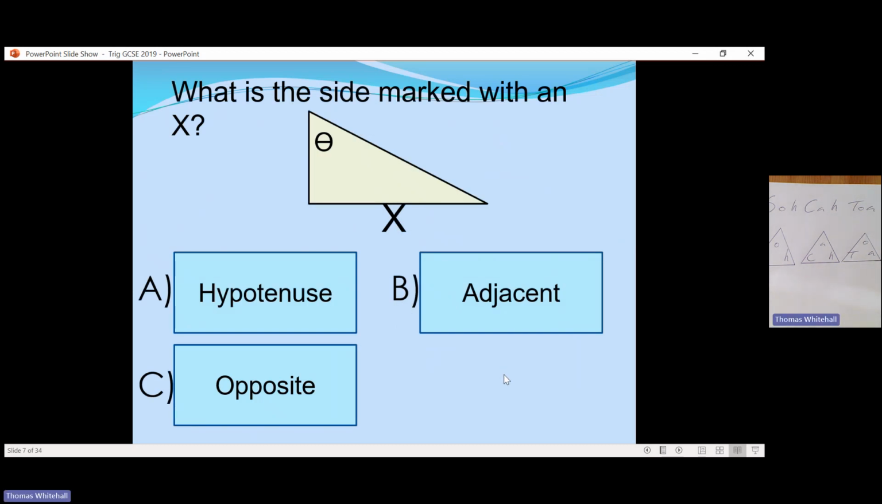So in this case, which is this side marked with an X? Okay. Now I'll just give you a few seconds on that one to make your decision. Of course, you can cheat and pause and work it out if you want, but that's up to yourselves. I don't mind if you do. Okay. And of course, the side marked with the X, it should be the opposite because it's opposite our given angle. Okay.